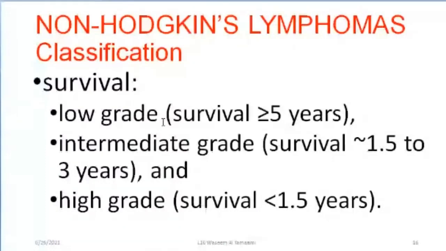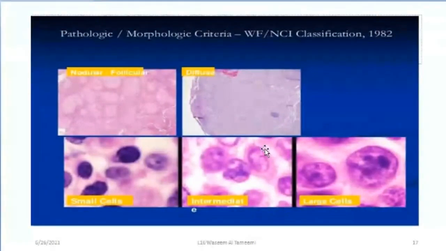But low-grade lymphoma usually presents late because, being slow growing, it will not give symptoms early. In contrast, high-grade lymphoma is more aggressive and rapidly growing, the survival is short without intervention, and presentation is usually earlier because of the aggressiveness of the disease and its symptoms. In between we have intermediate grade, whose survival is between 1.5 and 3 years without intervention. I want to explain it more.